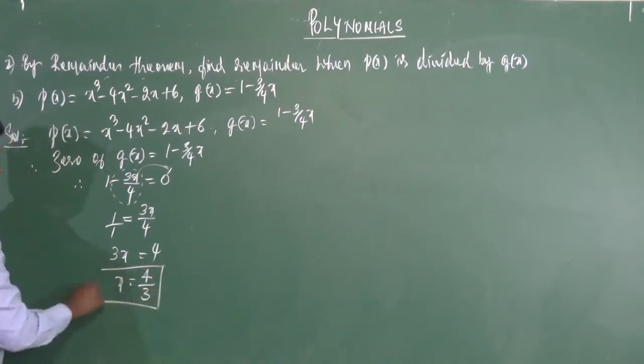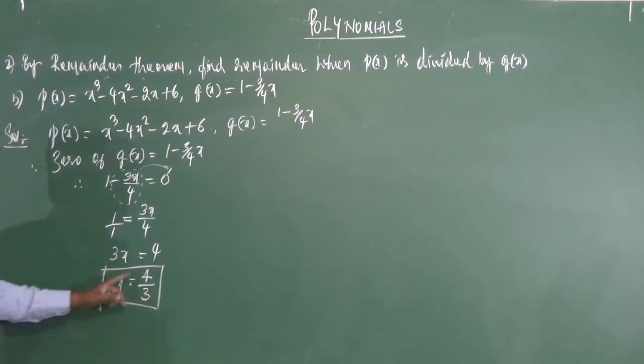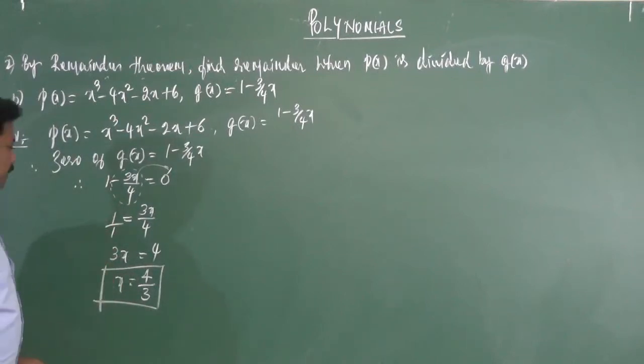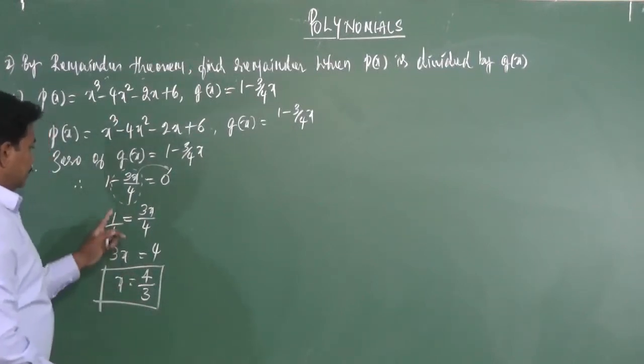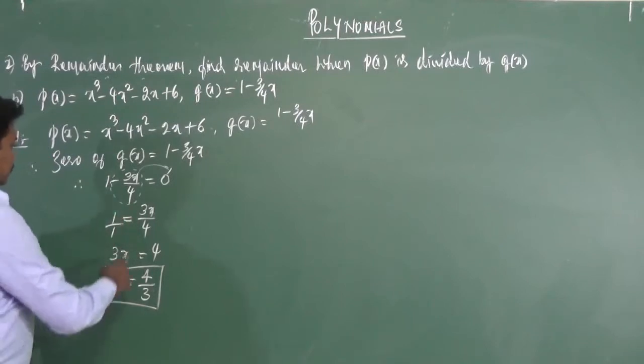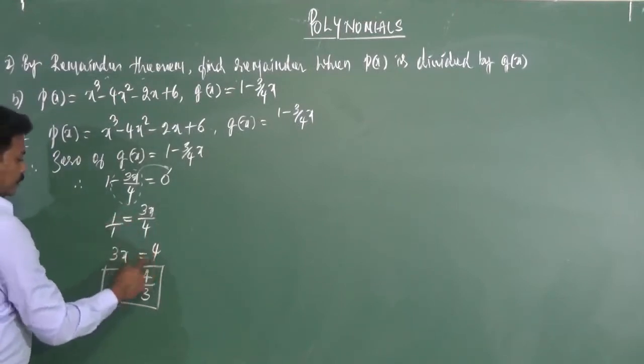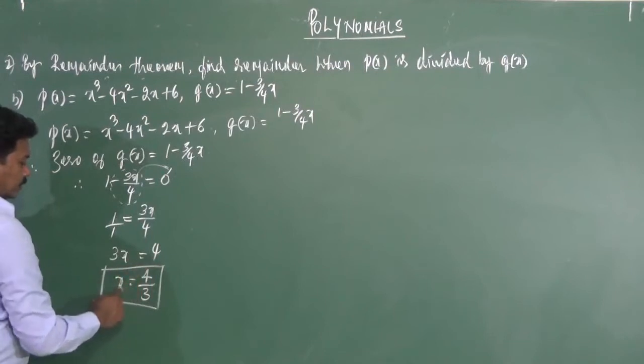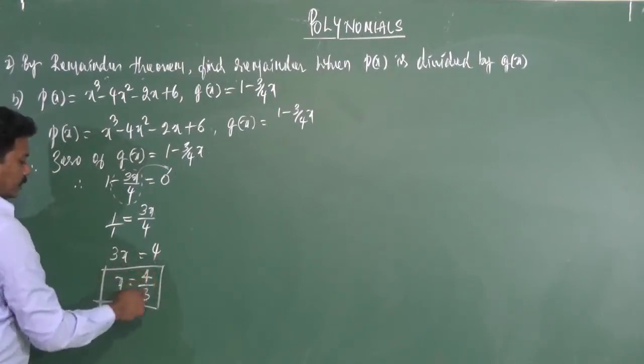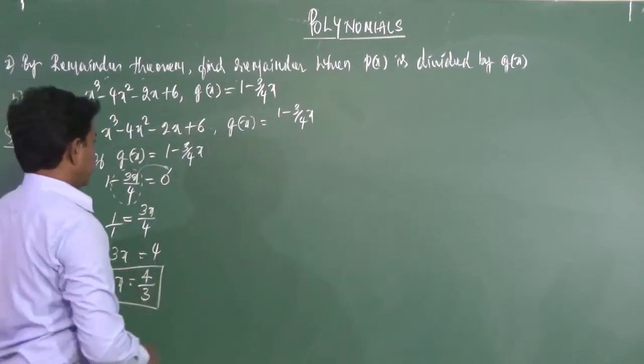So what is the value of x here? It is 4 by 3. You have to be very careful while taking the reciprocal, that is the cross multiplication. So 3x into 1 is 3x, 1 into 4 is 4. So x is equal to, this 3 goes below the 4, right? So it is 4 by 3.